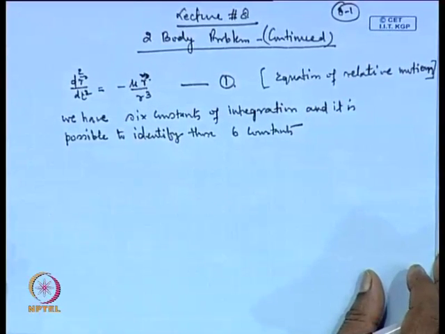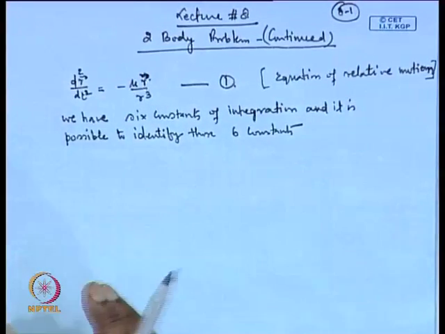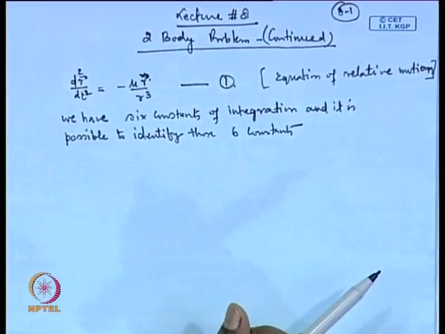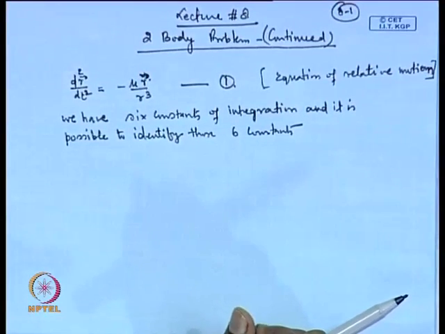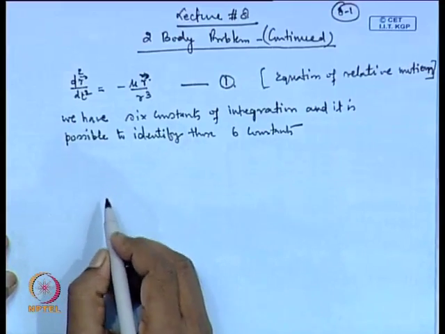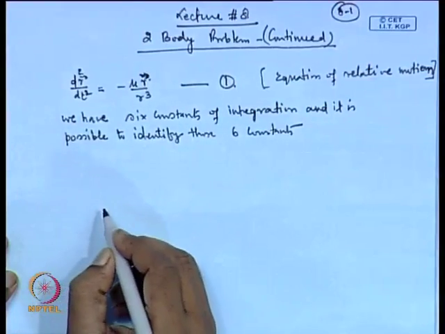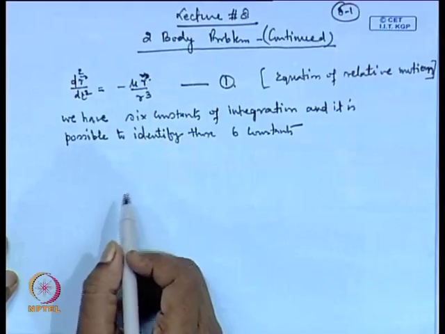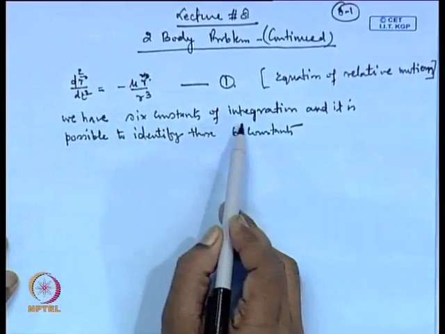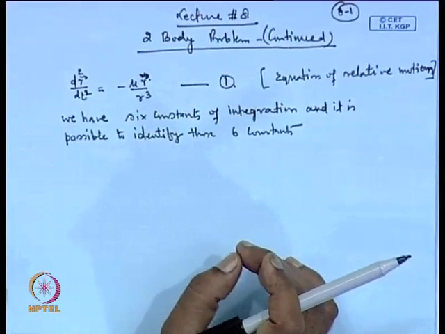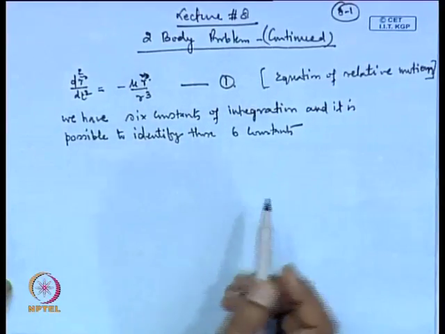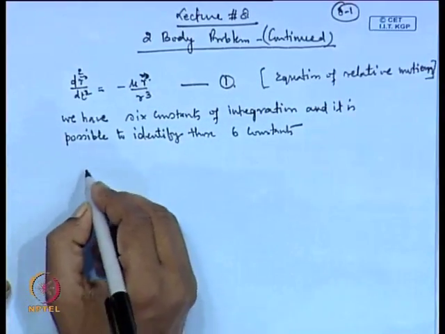Now, what are those constants? In the two body problem itself we will come across the orbit determination problem. In the orbit determination problem we have 6 parameters involved. So, the 6 constants are called the 6 orbital parameters. We will look into one set of the orbital parameters.